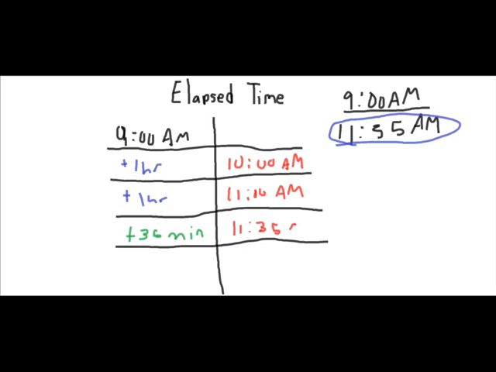11:35 a.m. Now we're at the last step. Remember, we're not done yet. We made it to the ending time, but remember, we want to find the elapsed time, the amount of time between this 9 and the 11:35.